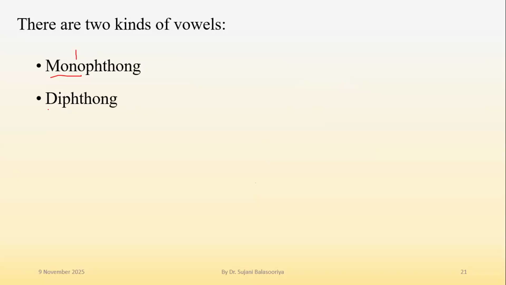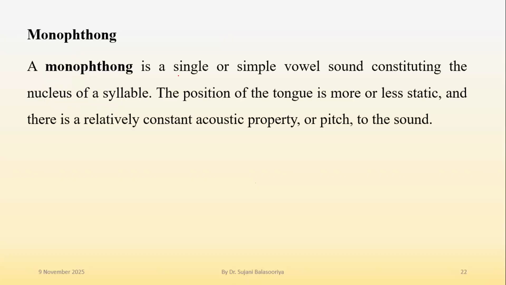And can you guess what we mean by diphthong? Diphthong is another type of vowel sound. Diph means two. So a diphthong is a vowel sound that contains two vowels, producing two vowels one after the other, quickly. So we are going to have a look at these two types of vowels one by one now, starting with monophthong, that's a single or simple vowel.